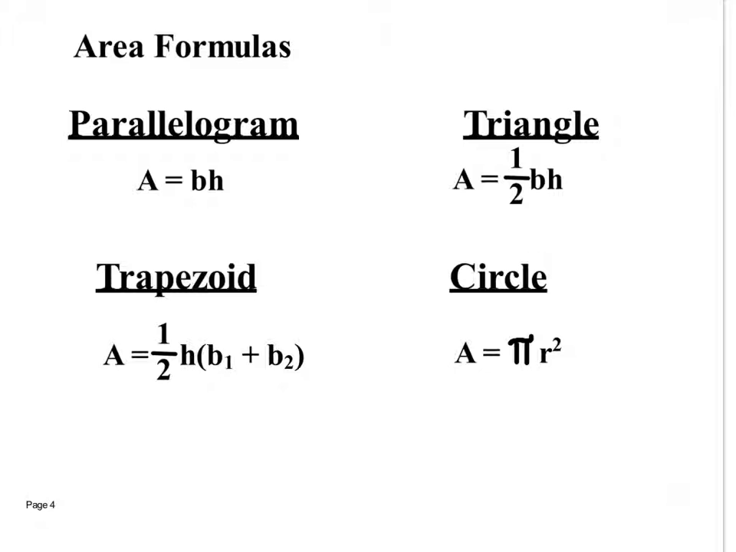A parallelogram has opposite sides that are equal and parallel. A trapezoid has one pair of parallel sides. If both pairs of sides aren't parallel, you can't use the parallelogram formula. You've got to use the trapezoid formula. Then you've got circle equals pi r squared.